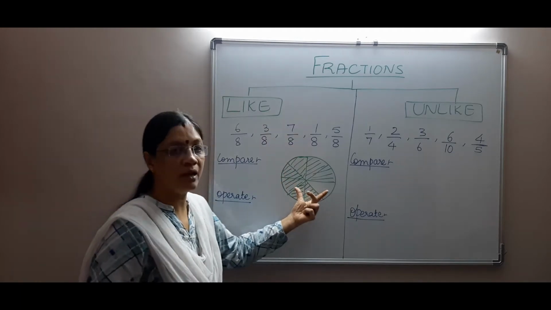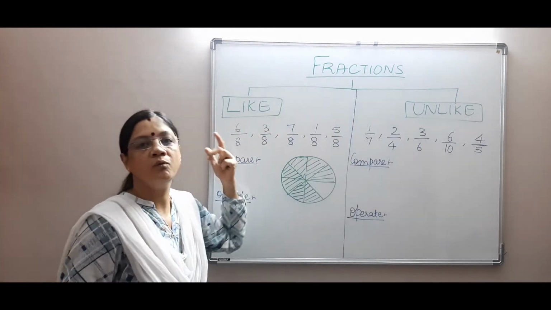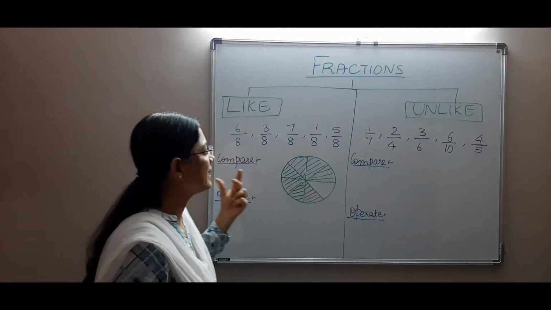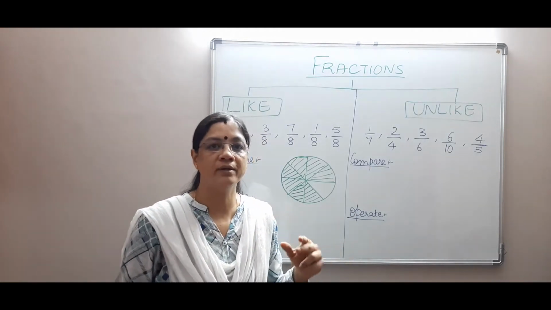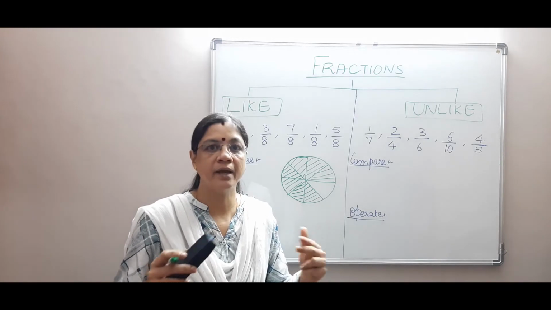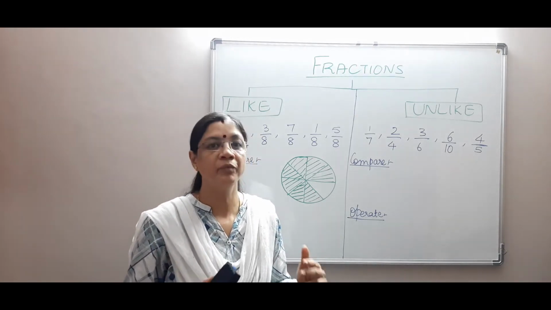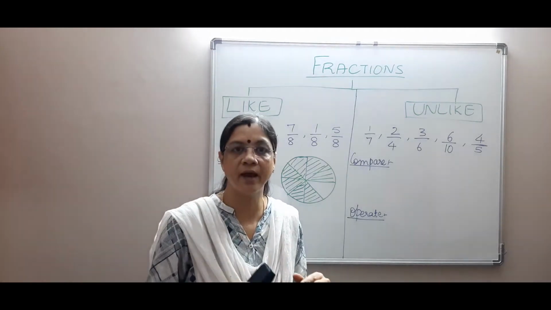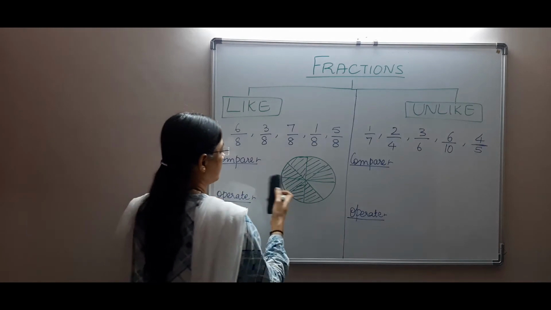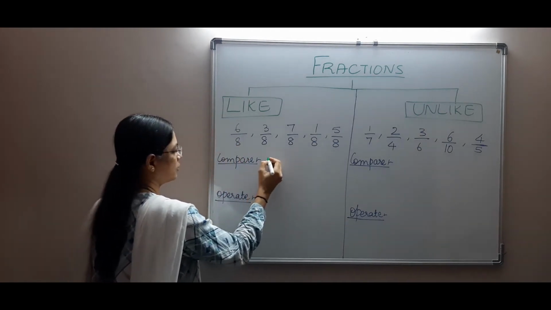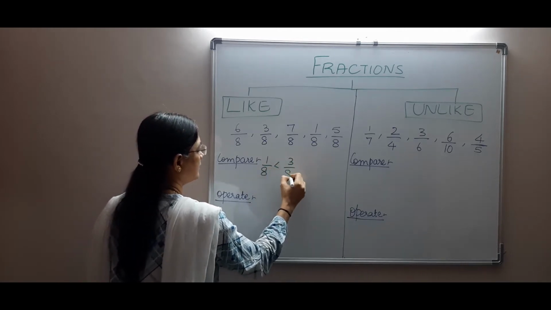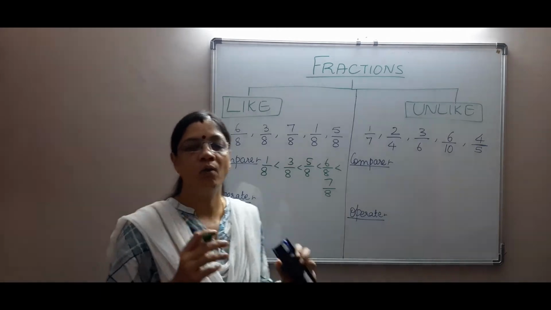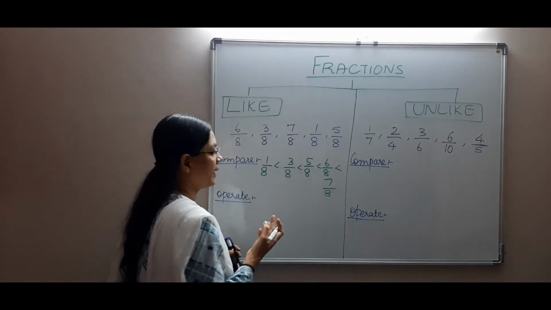Now, if we observe, we can readily say which one is smaller and which one is greater, isn't it? Which is the smallest of all these fractions and which is the greatest? So it is easier when the denominators are the same. The denominators have to be the same for you to compare. Like fractions have equal denominators. So when I write them in ascending order, I write 1 by 8 less than 3 by 8, less than 5 by 8, less than 6 by 8, less than 7 by 8. So 7 by 8 is the greatest and 1 by 8 is the smallest fraction. You understand? So this is how we compare like fractions.